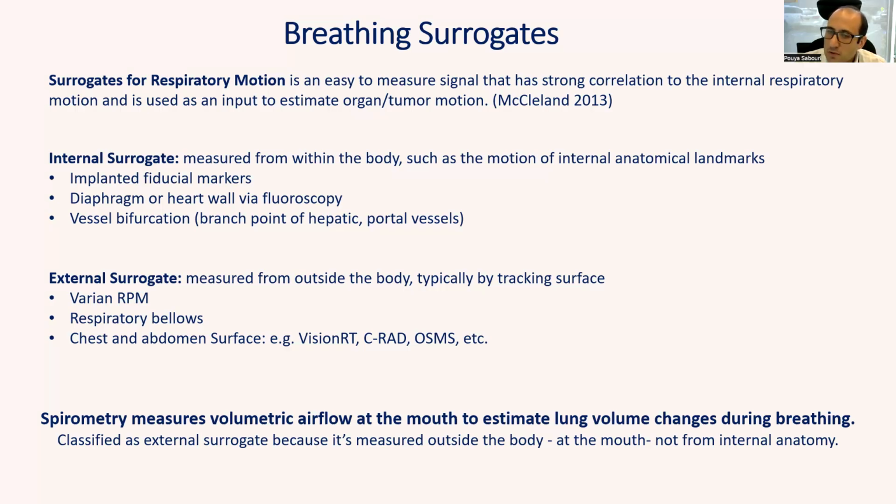It's important to note that spirometry measures the volumetric airflow at the mouth of the patient to estimate the lung volume changes. It's considered an external surrogate because it's being measured outside of the patient's body. But at the same time, it's measuring a signal that's highly correlated to the internal anatomy because it is the airflow inside the lung.